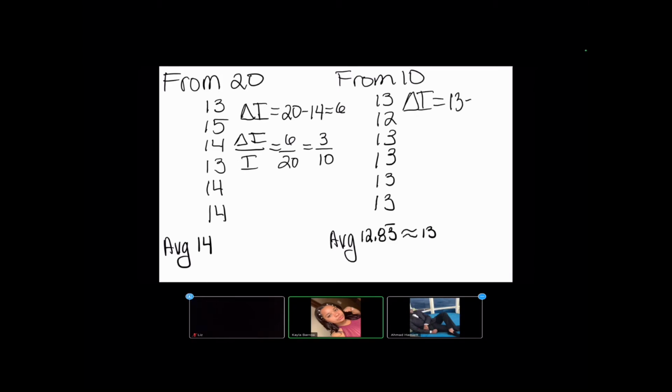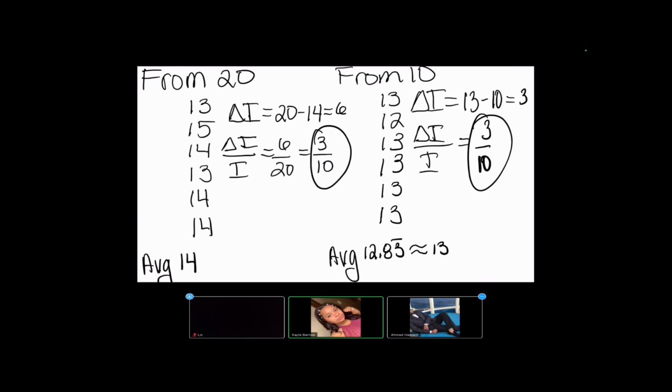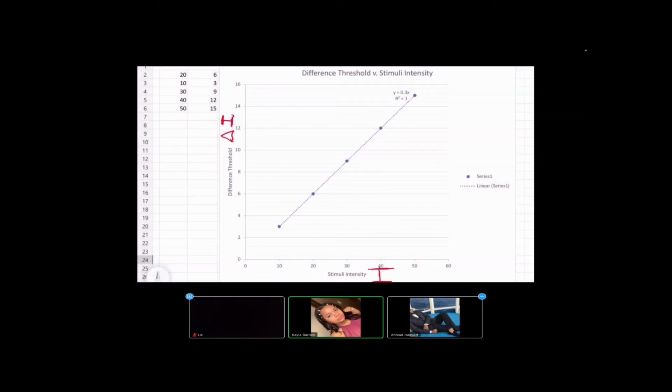For the second test, going up from 10, I found that the just noticeable difference was 3, and using Weber's law, this means that the stimulus must be changed by a level of 3/10ths in order for her to notice a difference. In this image, we can see that the two proportions from the two experiments are equal, showing that the ratio is constant no matter the intensity of the stimulus. This graph displays the linear relationship between the difference threshold and the stimuli intensity using the proportion calculated from the experiment results produced earlier. After looking at the presentation, are there any questions?